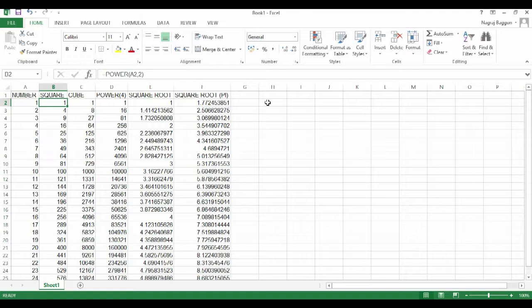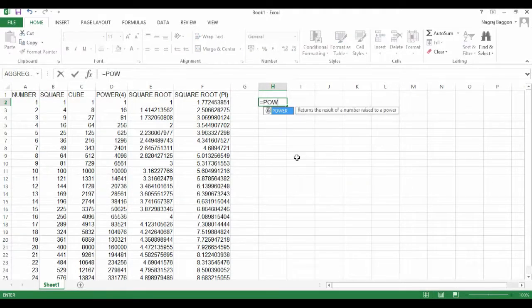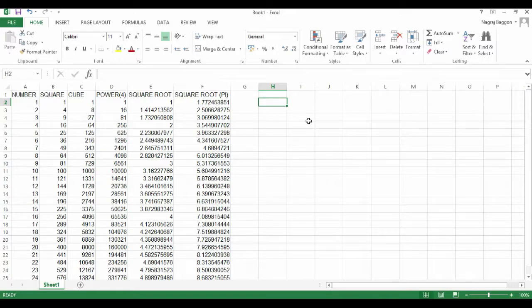So to recap, the POWER function helps us to calculate powers. There are two input parameters. One is the number itself and then the power which we want. For squares, we use power 2. For cubes, we use power 3, and so on and so forth for higher powers.